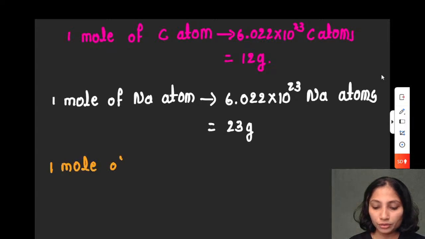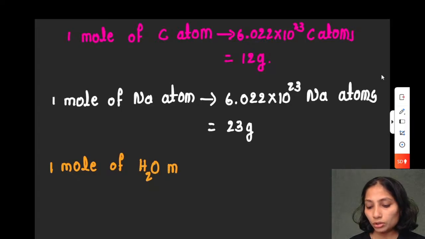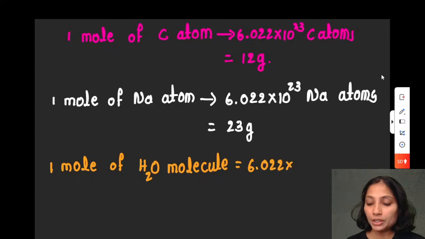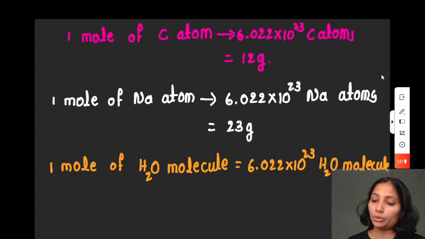1 mole of H2O molecule. In 1 mole of H2O molecule, how many H2O molecules will be present? Listen to the word which I am using. In 1 mole of H2O molecule, how many molecules will be present? 6.022 × 10^23 H2O molecules will be there.